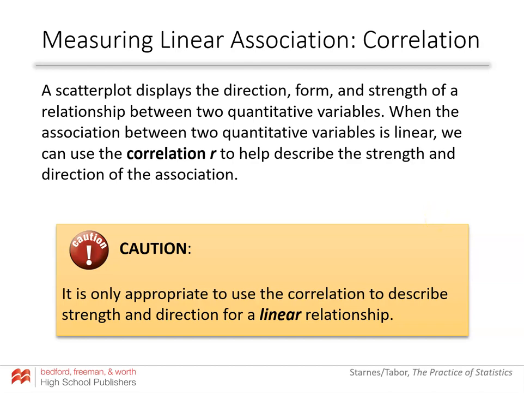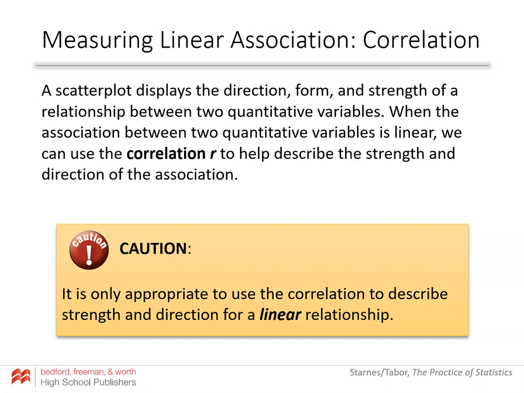Alright, we're going to be talking about correlation in this video. A scatter plot displays the direction, form, and strength of a relationship between two quantitative variables. When the association between two quantitative variables is linear, you can use the correlation to help describe both the strength and the direction of that association.